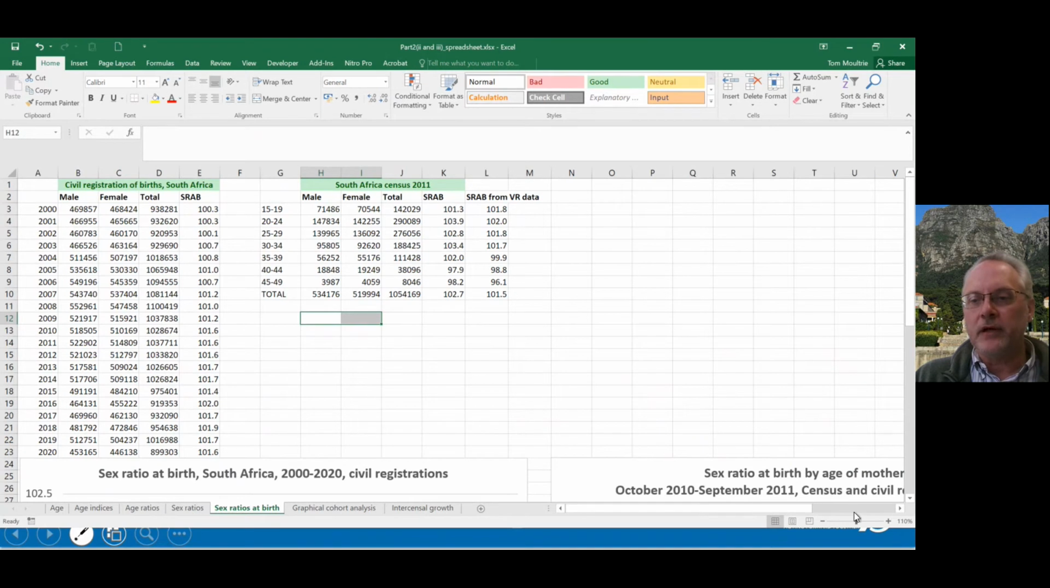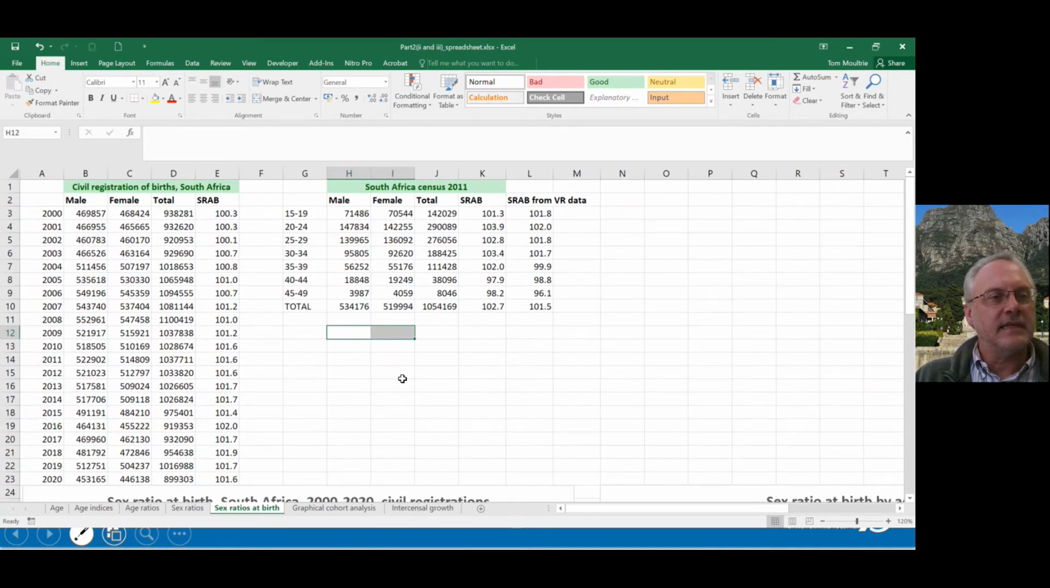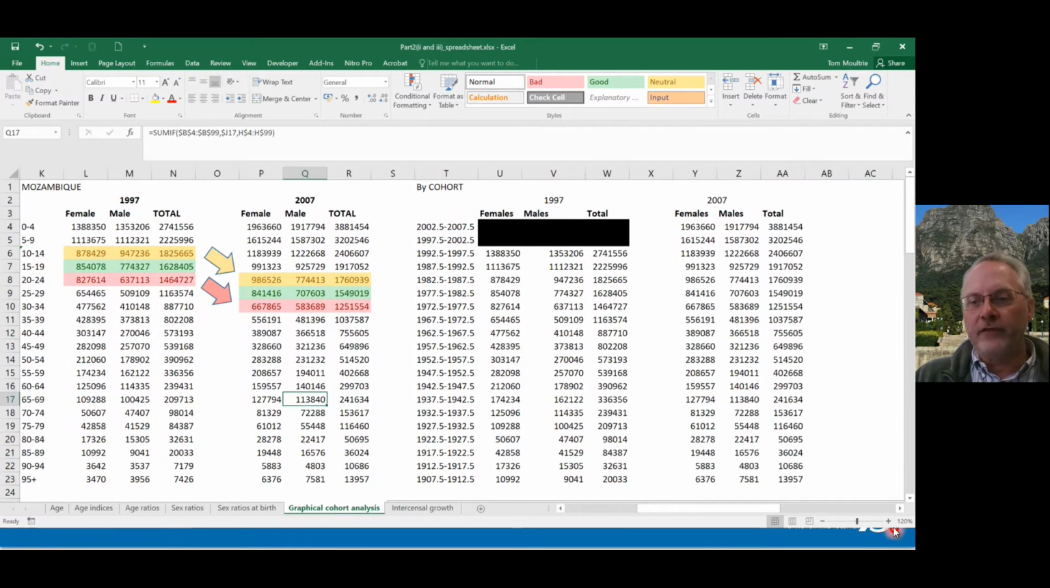Likewise, on the sex ratio at birth tab, the data presenting the sex ratio at birth in the South African data is presented there in case you'd like to look at it and get a feel for how those calculations were done. But it's in the calculation of the graphical cohort analysis that I want to give a little greater explanation.